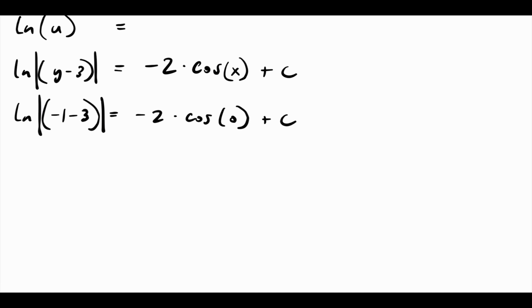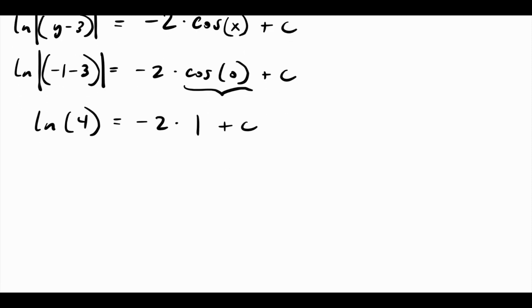I need them now, because on the inside I'm going to get -4, right? Well, it's the absolute value, so just use the absolute value. Instead of -4, we'll just make it +4, which is some number, 1 point something. Since we can't use a calculator, we'll leave it like that. And then -2. What is cosine of 0? 1. So we have natural log of 4 equals -2 plus c.